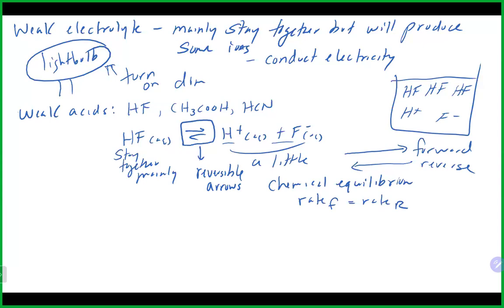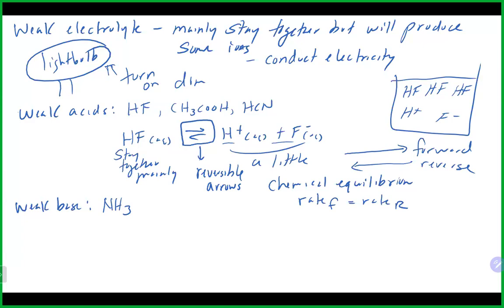So again, weak acids, also weak bases are weak electrolytes as well. Probably the most common weak base you'll come across is ammonia, NH3. A lot of nitrogen containing things, organic things are weak bases, but that would be that.